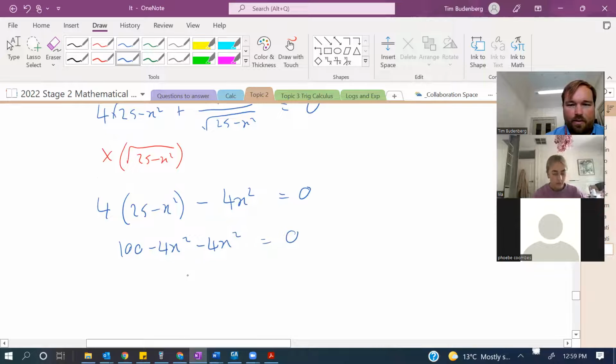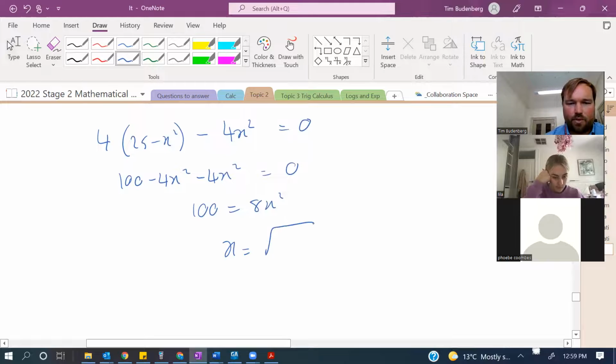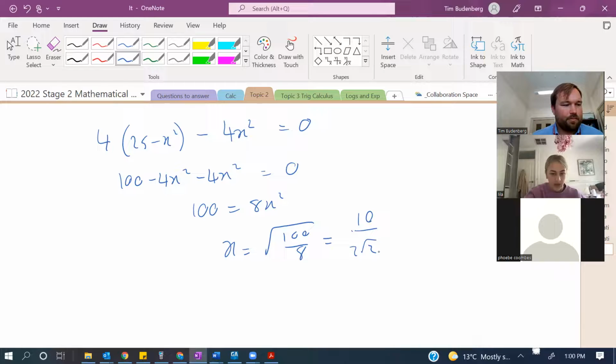That's right. Oh, maybe I did it. I think I got up to there, but instead of getting minus 4x squared, I got plus 4x squared, and then they cancelled out. So then I'd say 100 equals 8x squared. x equals the square root of 100 on 8. Which is 10 on 2 root 2, or a decimal, because you're square rooting the top and the bottom. Okay, yeah, that makes sense. I can definitely do that now.